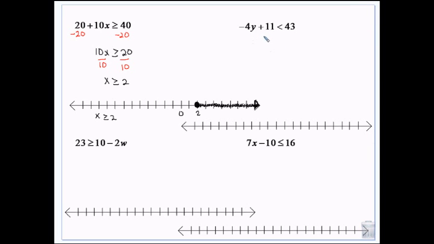Here I'm going to subtract 11. And then I'm going to get negative 4y is less than 32. Dividing by negative 4. Because I divided by a negative, that changes. Negative 8. I'll call that 0, 1, 2, 3, 4, 5, 6, 7, 8. And I'm greater than negative 8, so it's an open circle. And I'm shading all of this. I really should just use the highlighter, it's easier.